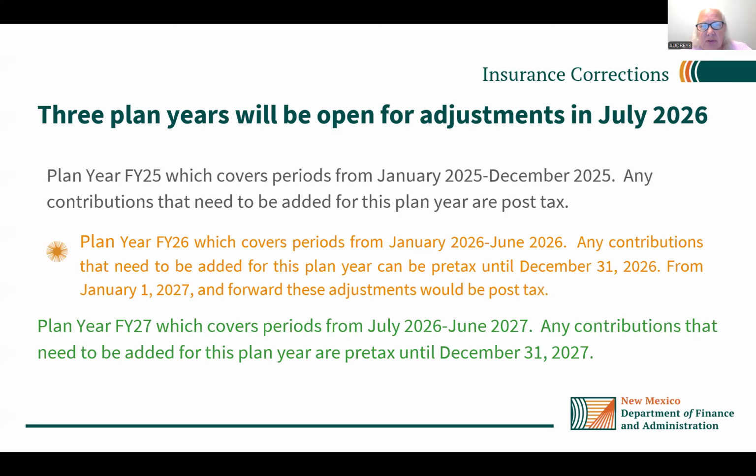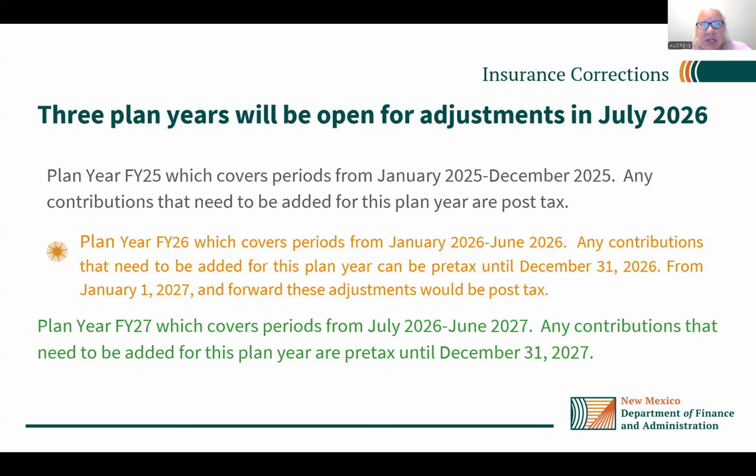With the crossover of the fiscal year, we are also going to find that there are going to be 3 plan years open for adjustment for insurance corrections. Usually we have to deal with this at the end of the calendar year, where we have 2 plan years open: the calendar year that just ended and the current calendar year, because we are crossing over into a fiscal year for insurance. That means we are going to actually have 3 plan years that are going to be open for corrections.